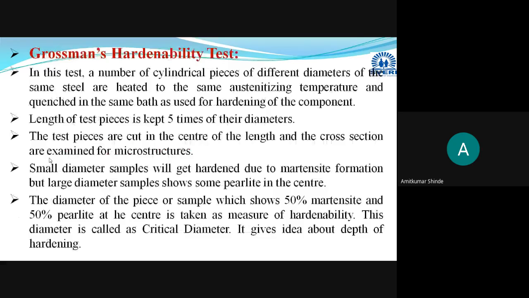And one more test is there, that is Grossman's hardenability test. Now this is just for your information purpose. They are not going to ask you any questions here. Now here, what is the difference? In the Jominy end quench test, we prepared only one specimen. But in this Grossman's hardenability test, we are going to prepare a number of steel specimens of the same material, with different diameters and different lengths.